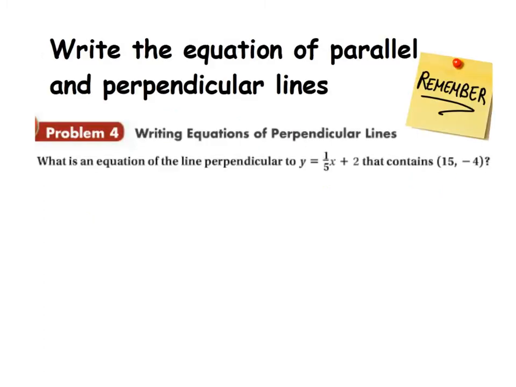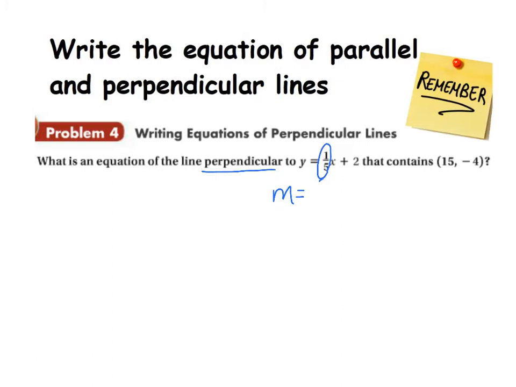Okay, now this problem says writing the equation of parallel and perpendicular lines. Now we kind of already did that with the parallel lines. Now we're going to try it with the perpendicular lines. You already wrote the equation of the parallel lines. And remember how you grabbed the slope right here? We're doing the same thing. But this time, I don't want my slope to be the same. I want my slope to be the opposite reciprocal because I'm going for perpendicular.